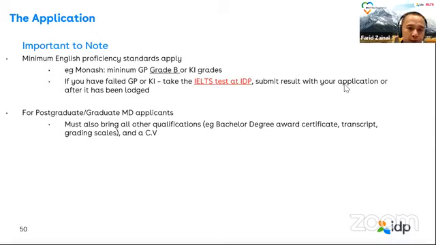Overcoming the English language requirement. On the other hand, for your postgrad and graduate entry MD applicants, your bachelor degree will be required, so your transcripts, award certificates, grading scales, and also a CV would be ideal.